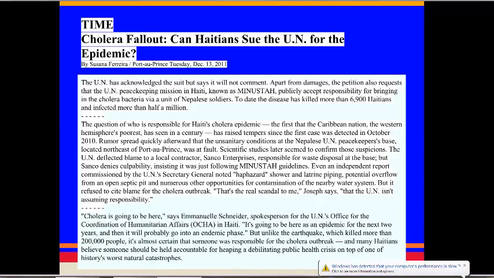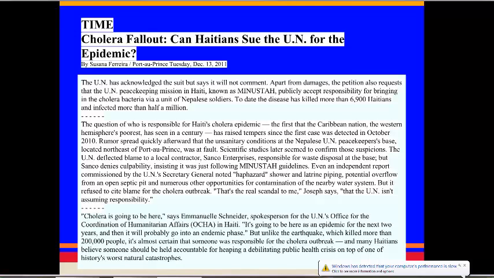So, to date, the disease has killed more than 6,900 Haitians and infected more than 500,000. It's certainly information that I need for my essay, and I'm going to put it into my own words, keeping those numbers intact, and citing Ferreira at the end. Moving to the second paragraph, I'm skimming and scanning again, and the first part of the paragraph talks about who's to blame. It says that rumors spread quickly after that the unsanitary conditions at the Nepalese UN peacekeepers base was at fault, and scientific studies confirmed those suspicions. So those two pieces of information I'm going to put into a paraphrase as well. Who was at fault? The Nepalese UN peacekeepers.